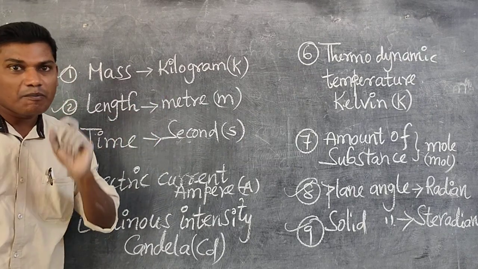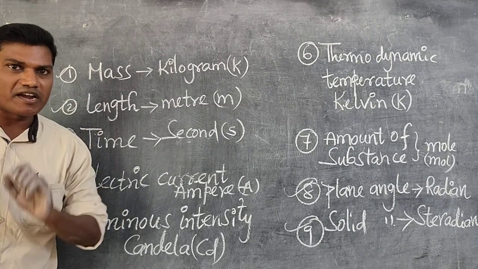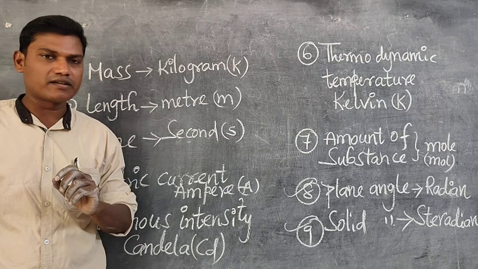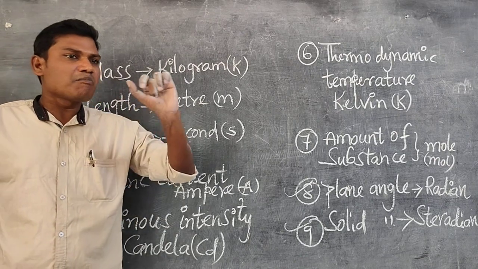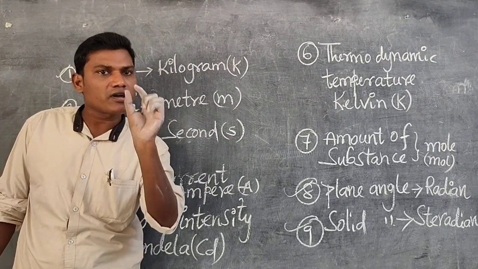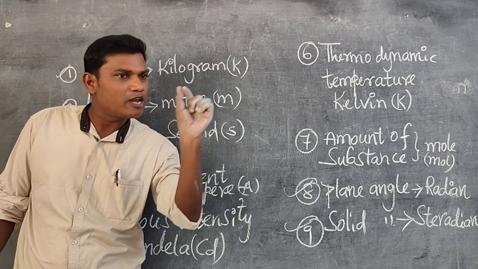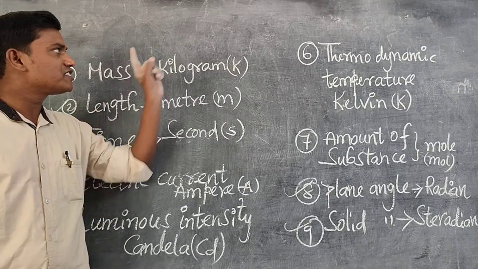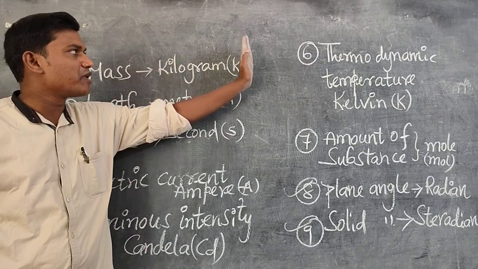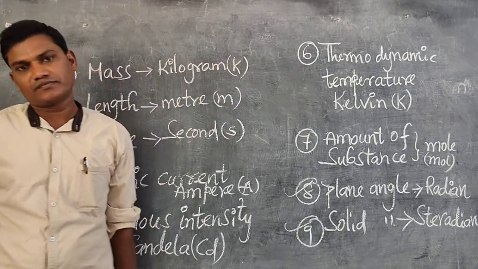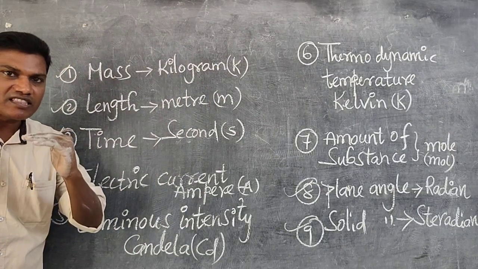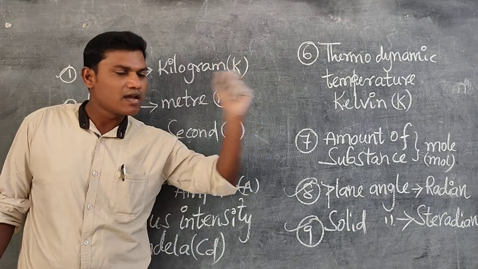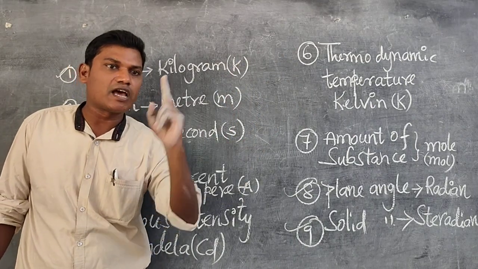The physical quantity mathematically we can express very easily. The product of a numerical value and a unit is called a physical quantity. Simply, physical quantity is equal to numerical value into unit. But physical quantities are further classified into two types: one is fundamental physical quantities and the second is derived physical quantities.